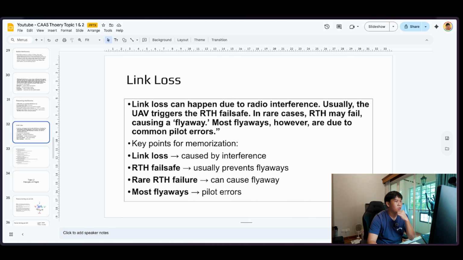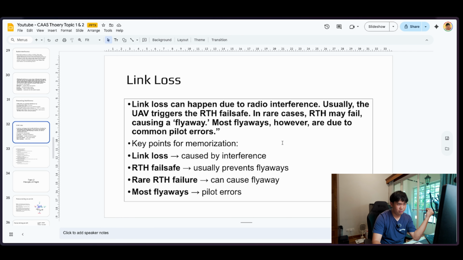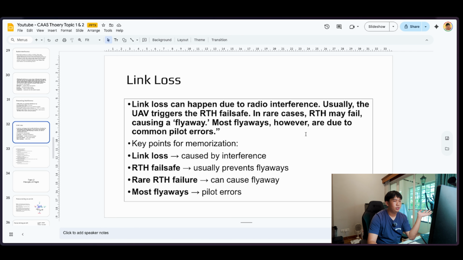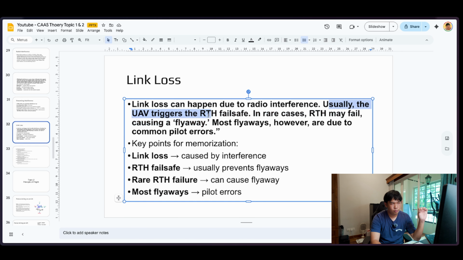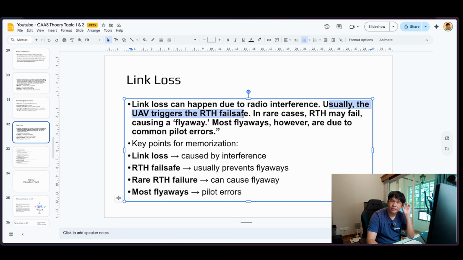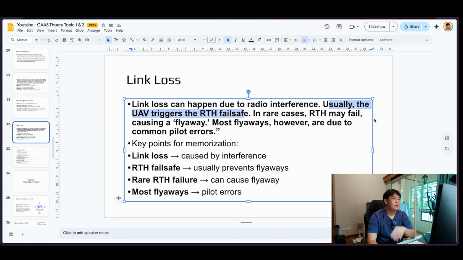So link loss can happen due to radio interference. That's what we mentioned. Usually the UAV triggers RTH, the return to home failsafe. In rare cases, RTH may fail. So keep your drone within line of sight. Okay. So mass flyaways, however, are due to common pilot errors. Most of it is pilot errors lah. You fly near radio stations or fly near a very tall building. Okay. Link loss, you can remember all this, it's quite important.